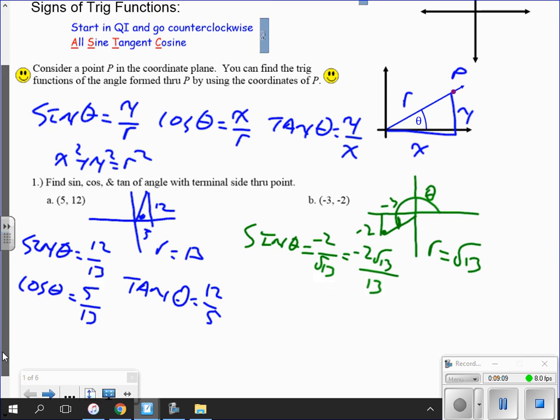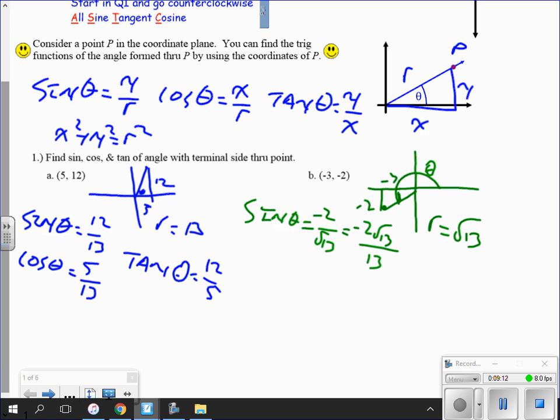And then the cosine would be -3 root 13 over 13. And what's the tangent going to be? It's y over x, right? So it'd be -2 over -3, which would be positive 2/3, because 2 negatives make a positive. 2 wrongs don't make it right, but 2 negatives do make it positive. Okay? Questions so far?